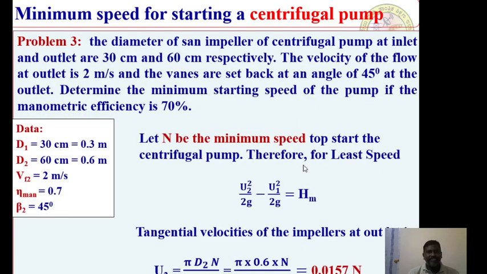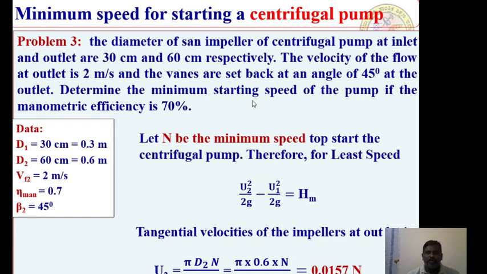The second problem: the diameters of an impeller of a centrifugal pump at inlet and outlet are 30 centimeters and 60 centimeters respectively. The velocity of flow at outlet is 2 meters per second and the vanes are set back at an angle of 45 degrees at the outlet. Determine the minimum starting speed of the pump if the manometric efficiency is 70%.